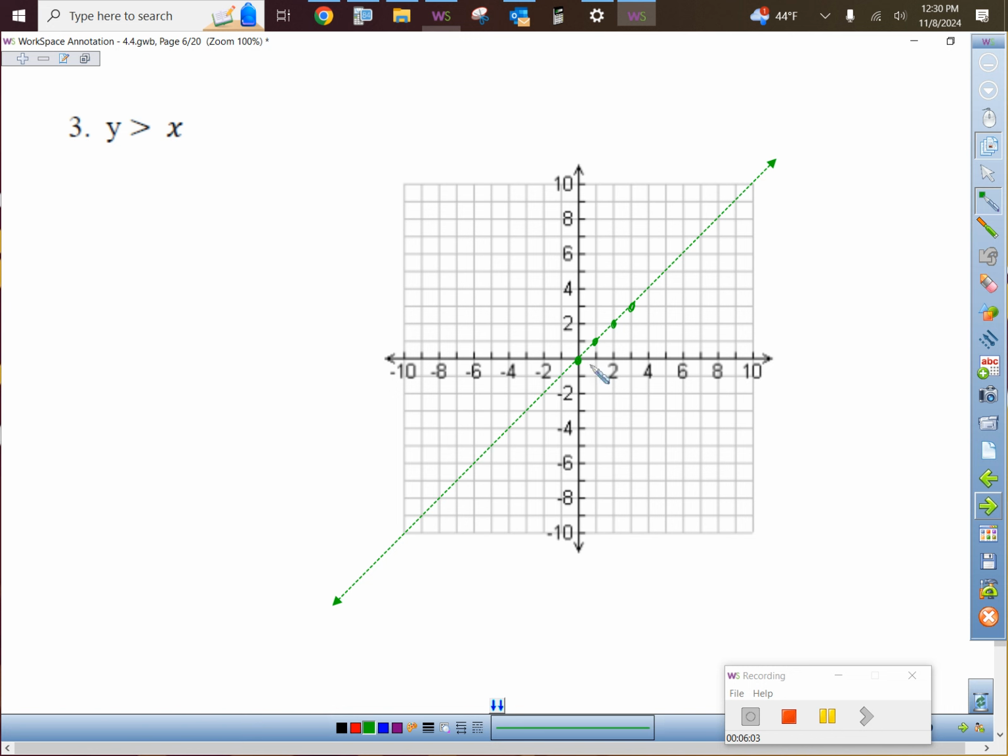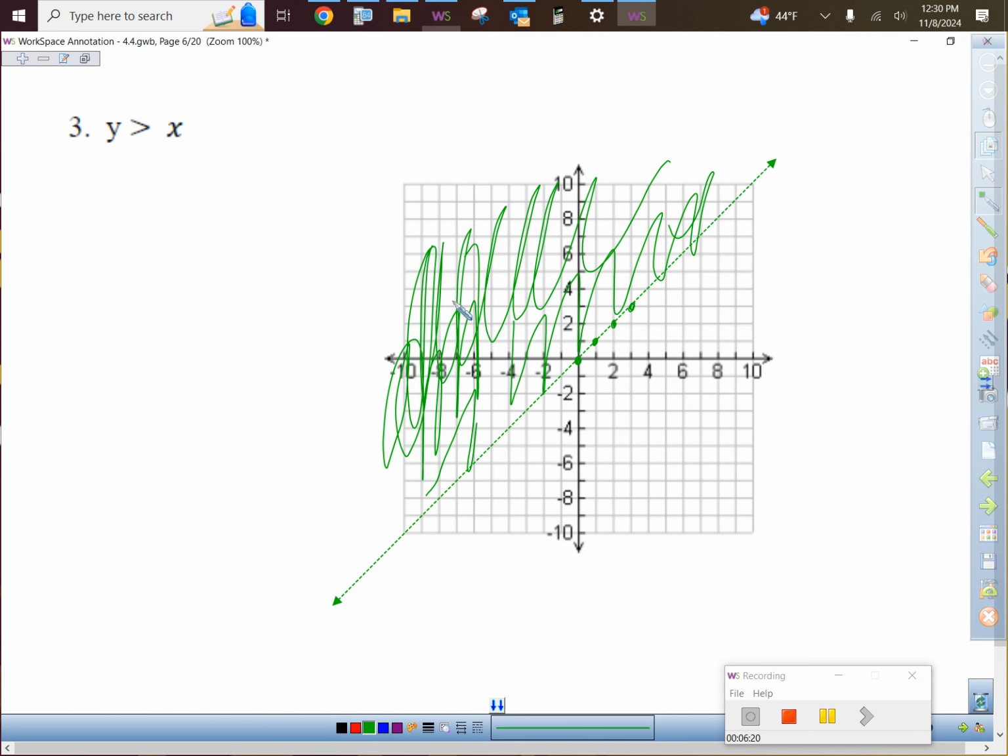Then put your pencil on the y-intercept, and that symbol is a greater than. That means shade above. Shade above that line. The steeper the line gets, the harder it is to figure out where above is.